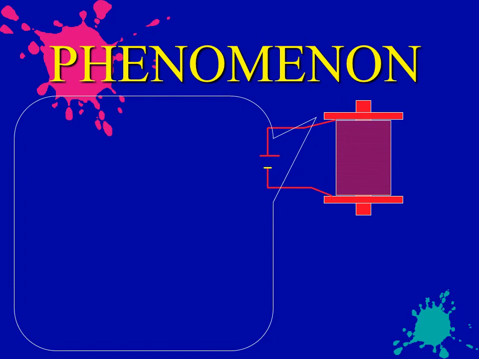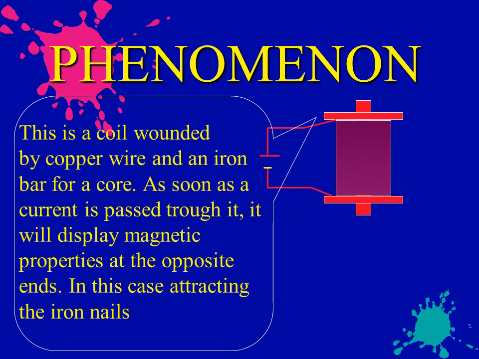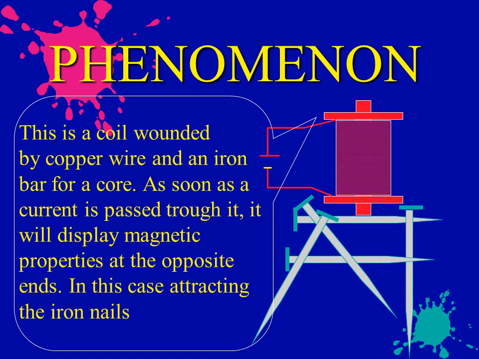The phenomenon. This is a coil wound with copper wire and an iron bar for a core. As soon as a current is passed through it, it will display magnetic properties at the opposite ends, in this case attracting iron nails.